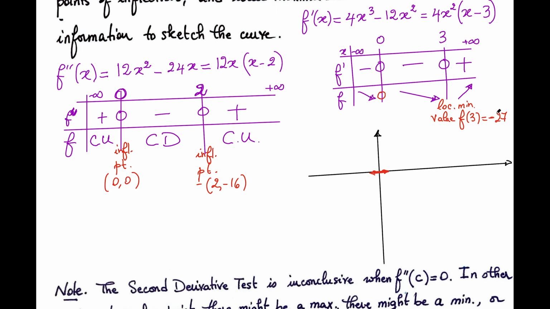So at 3 comma negative 27, let's say it's somewhere here, I'm going to have a horizontal tangent as well. And at this point I'm going to have a local minimum. And what are the inflection points? They are 0, 0, which is an inflection point denoted in green, and 2, negative 16, probably somewhere here, that's also an inflection point.